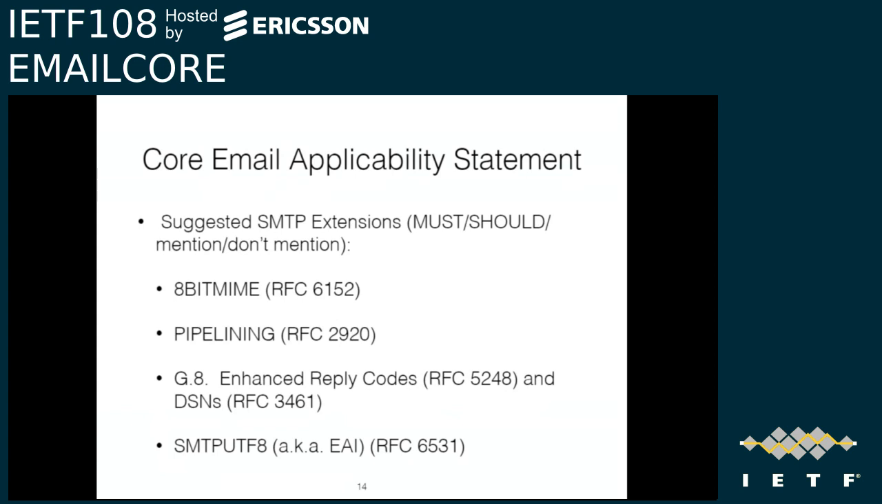Any other strong opinions on any of these for must or should or don't mention? Yeah, there was quite a big discussion on DSNs and stuff like that. If I can just quickly talk as a participant, I think enhanced reply codes is really a no-brainer. They should always be used and implemented. So I would class enhanced reply codes in a similar bucket to 8-bit MIME actually. So I would really like to see this being recommended. Yes, and I'll also speak up as a participant for SMTP.